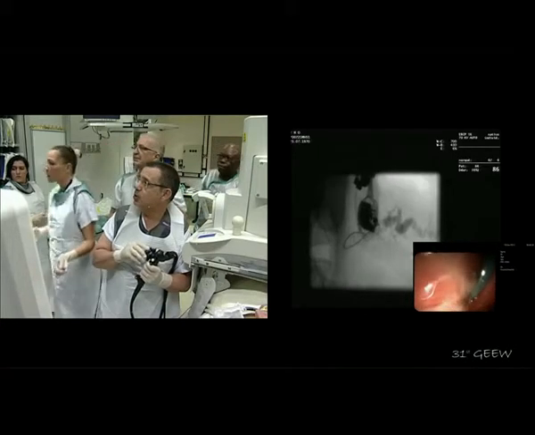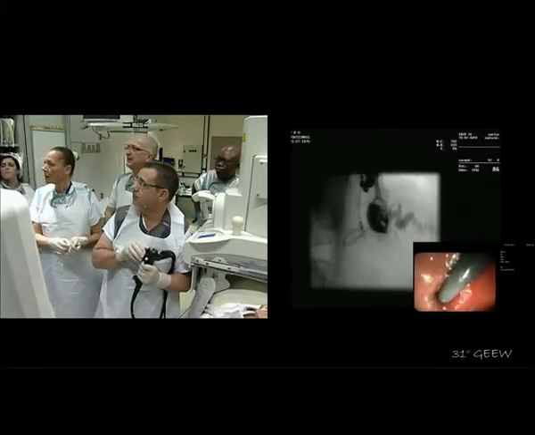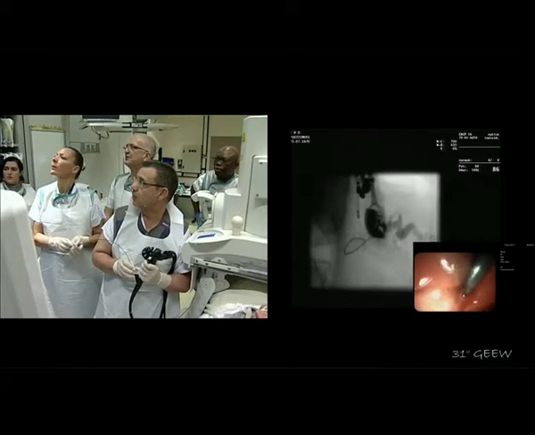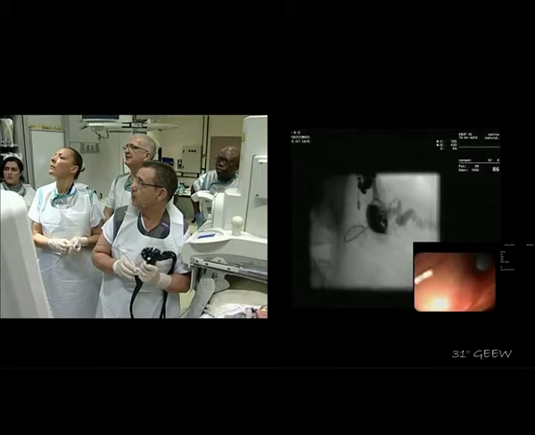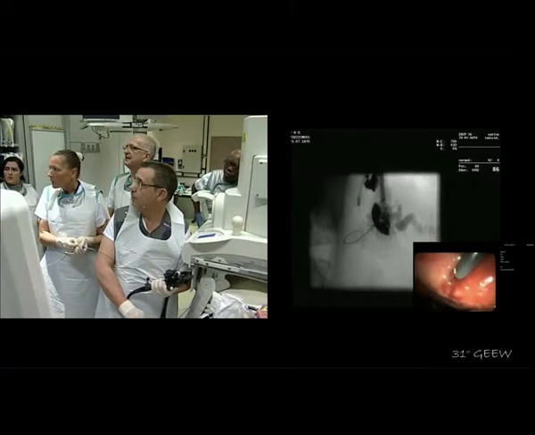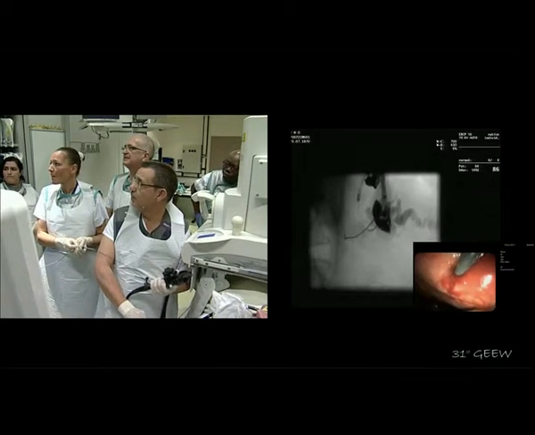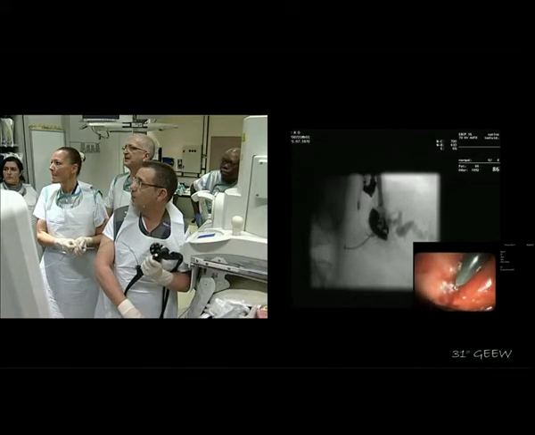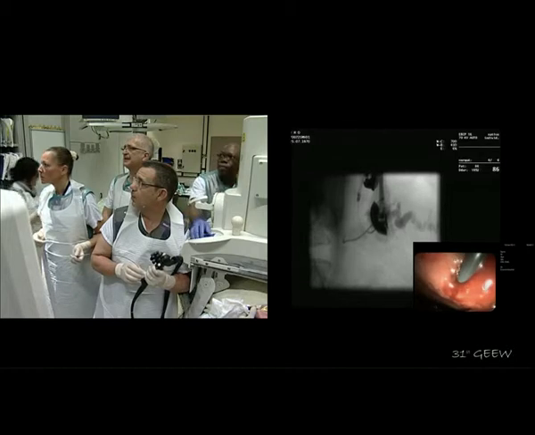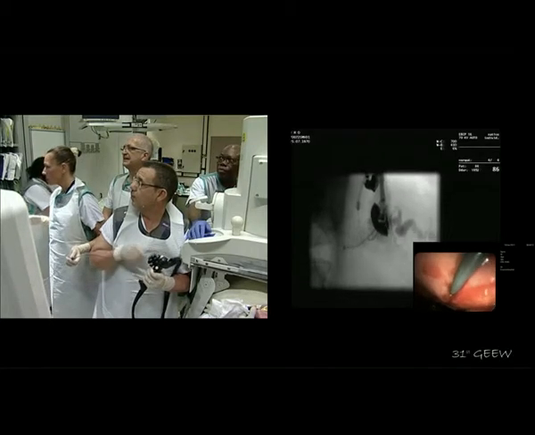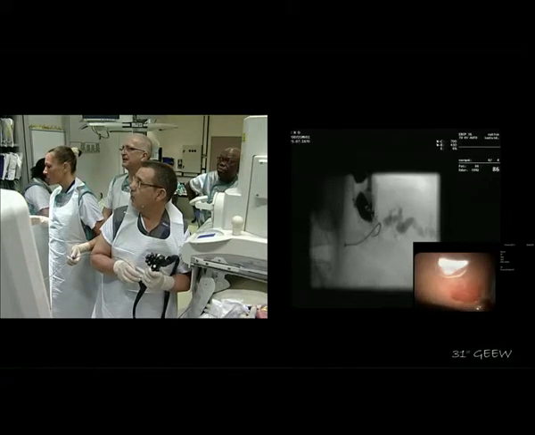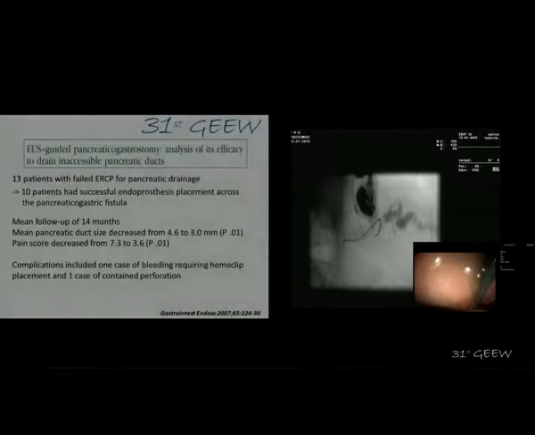Okay. Maybe the solution is to pull back a little bit the catheter just to see if we have a chance to go back with the guide wire alone. You see that there is a loop of the catheter there, and the loop is not in the good direction. So I think that at this stage, I don't know, Mark, but maybe the best would be to try to do another puncture.